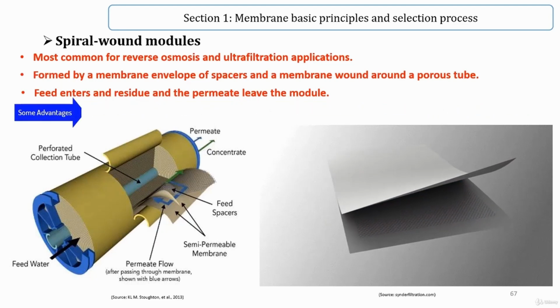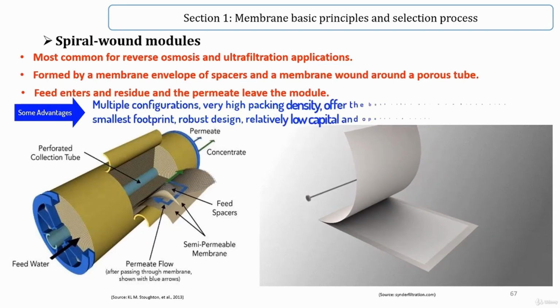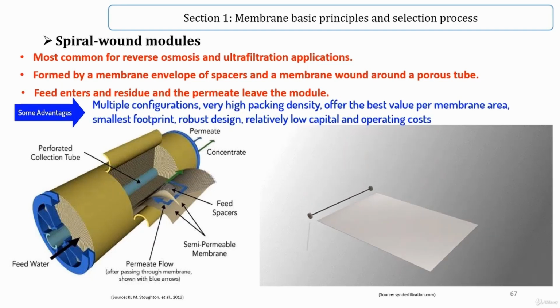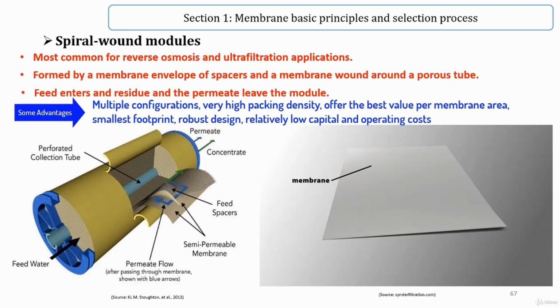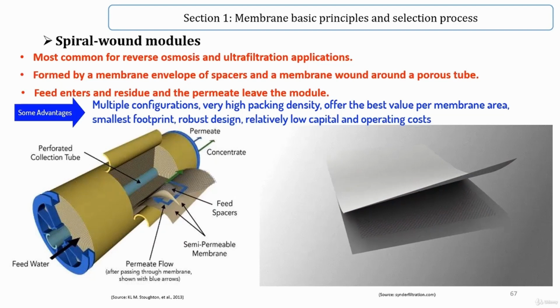Some advantages. Spiral wound elements come in multiple configurations with different spacers, membrane types, lengths, and diameters that allow them to be used in a wide variety of applications. These elements have a very high packing density, surpassing the packing density of plate and frame, tubular, and capillary configurations.